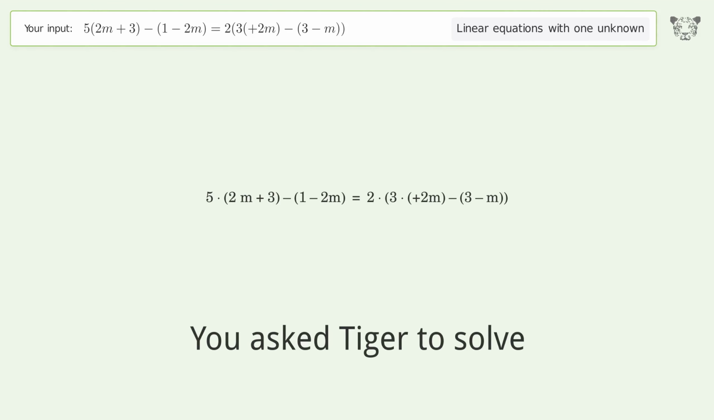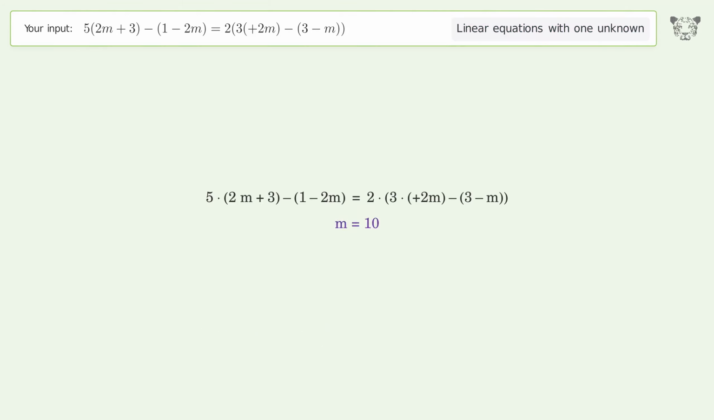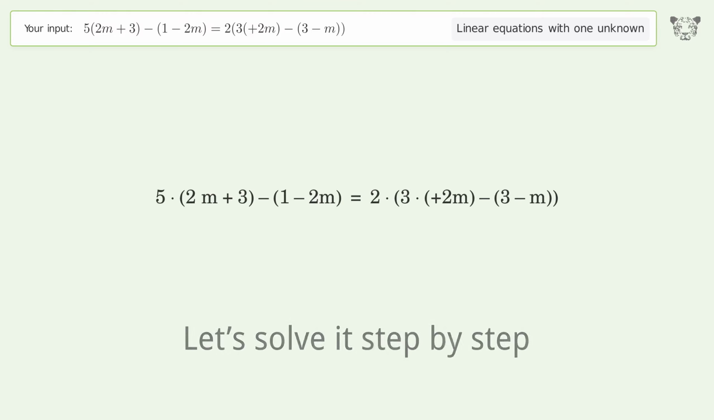You ask Tiger to solve this. This deals with linear equations with one unknown. The final result is m equals 10. Let's solve it step by step.